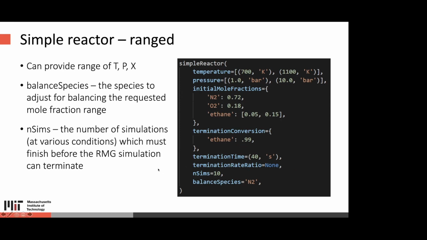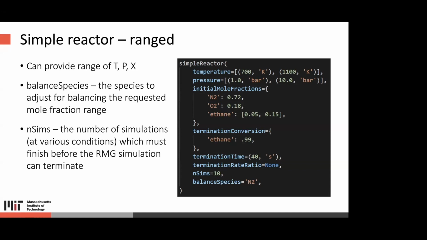So here there's another parameter, the N sims. It's the number of simulations at different conditions, which must be finished before the RMG simulation can be terminated. So that basically helps you avoid the situation where, at this temperature condition, I just simulate like 2 times, and then I think that the model is good.